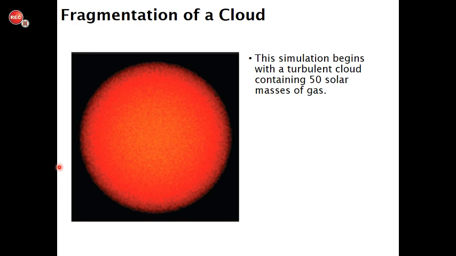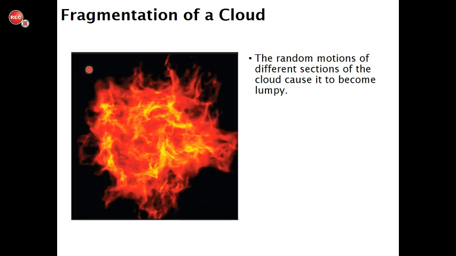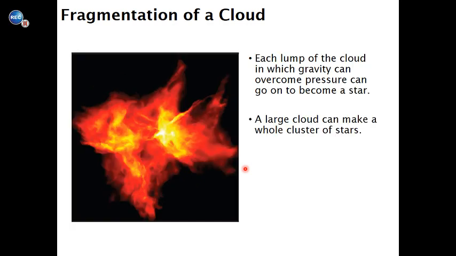Right. Here is a simulation of the cloud at the beginning, and after it's contracted a bit, you see it becomes lumpy and filamenty. And each of these yellow segments in here can contract to a star, so you can get a little cluster of stars. This tends to be why stars usually don't occur by themselves. Smaller clouds can maybe form a single star, but generally you get large clouds that form whole clusters of stars.